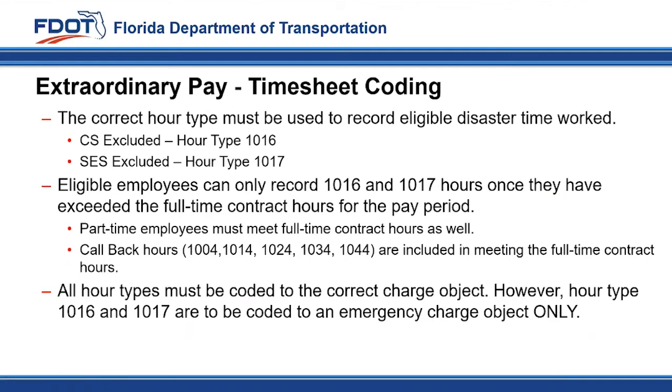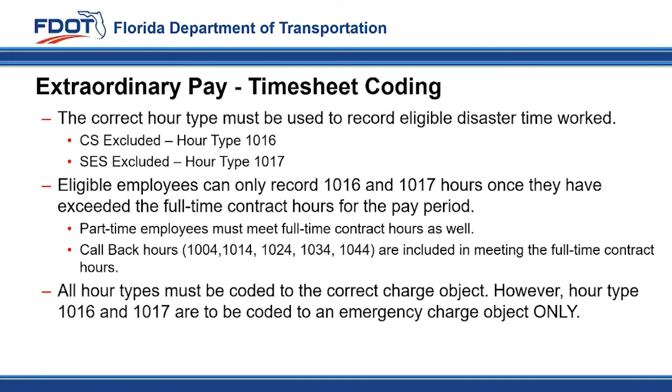During the period of the Extraordinary Payment Plan's activation, career service excluded employees must use hours type 1016 to record eligible hours worked on the emergency event on their timesheet. SES excluded employees must record eligible hours worked on the emergency event under hour type 1017. Eligible full-time and part-time employees can only record hours type 1016 or 1017 once they have exceeded the full-time contract hours for the pay period. Full-time contract hours are 80 hours physically worked and do not include any type of leave.